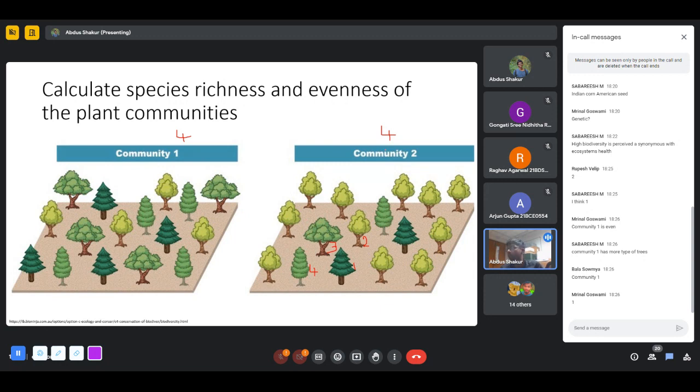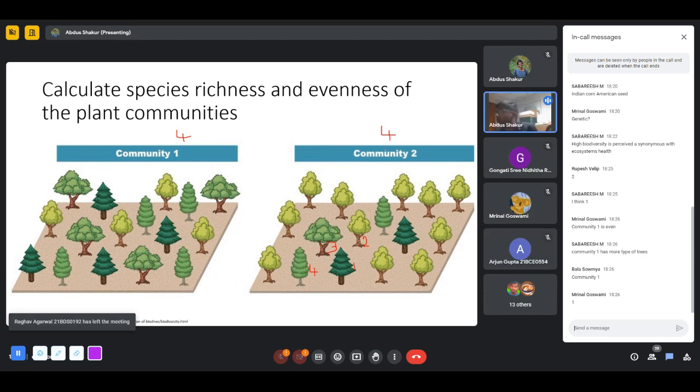But okay, so do you think community one has more types of trees? Someone said that. Everything is a tree here. We should not get confused. Everything is a tree here. So both have a total number of species of four, meaning both communities have the same number of species. But do you think both communities, community one and community two, are the same, or are there any other differences in those communities?